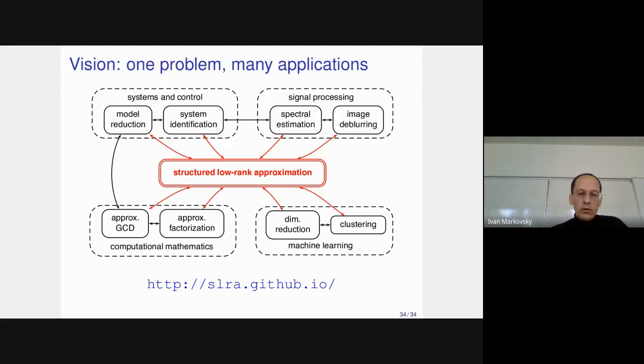And to just advertise again this framework of structured low rank approximation, I invite you to look at the web page with some publications, software, and this has connections to different application areas as shown in the figure. So thank you for your attention.